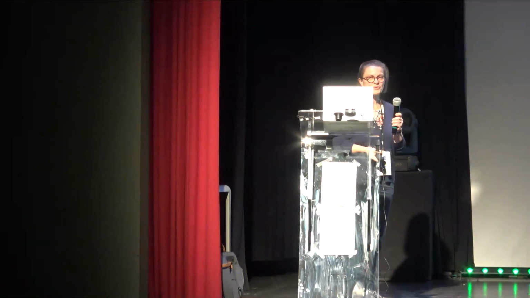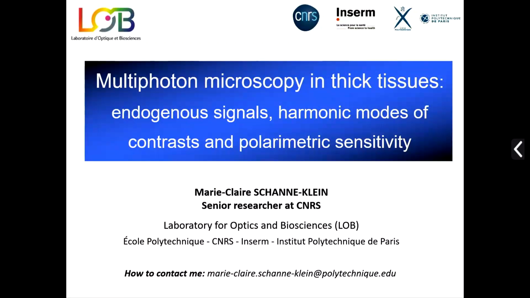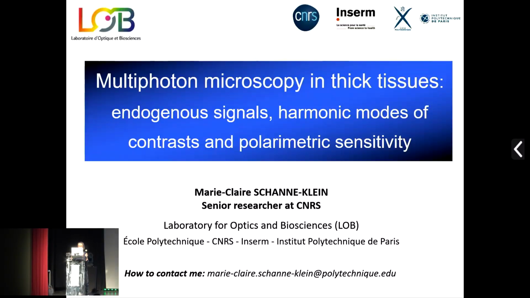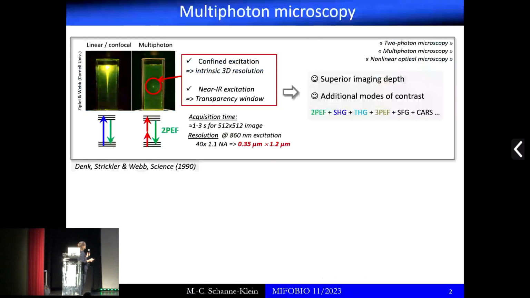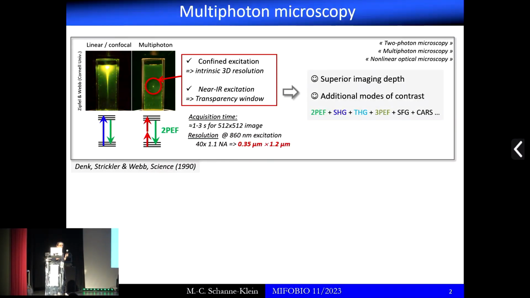Talk about multiphoton microscopy, mainly endogenous signals and harmonic modes of contrast. So, first a quick reminder about multiphoton microscopy.